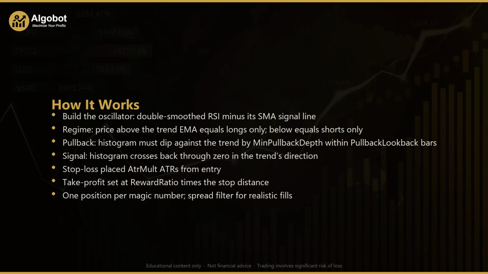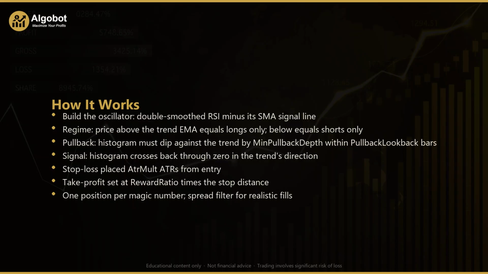Everything happens once per newly closed bar, so the strategy is patient and never reacts mid-candle. The first step is building the oscillator. The strategy computes a relative strength index with a default period of 14. It smooths that with a first exponential average of 5, then smooths the result again with a second exponential average of 3, giving the double smooth relative strength index.